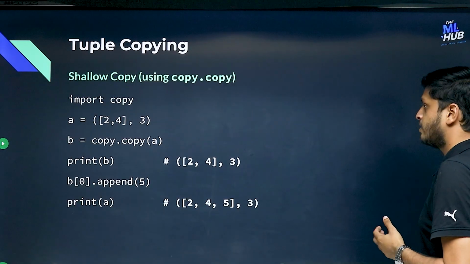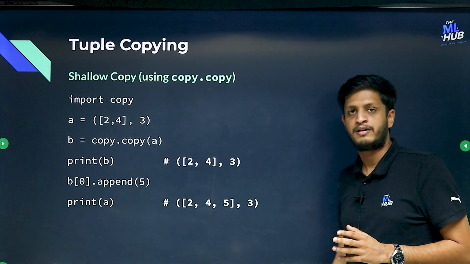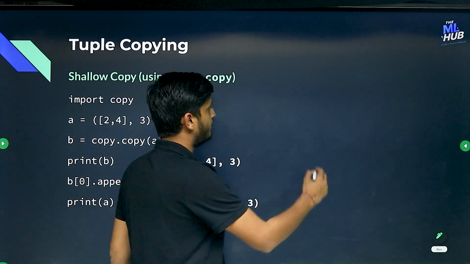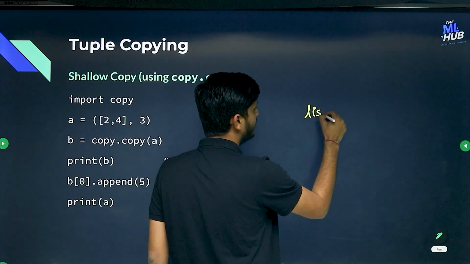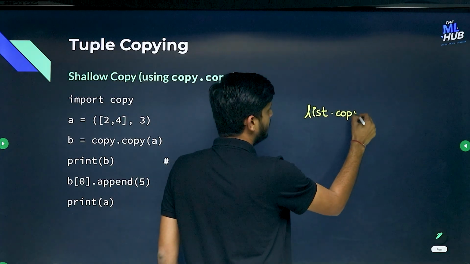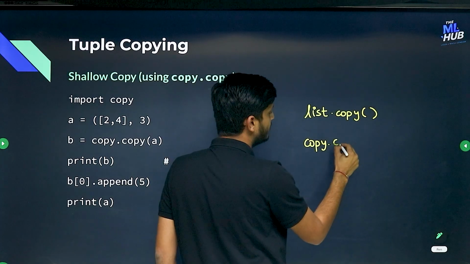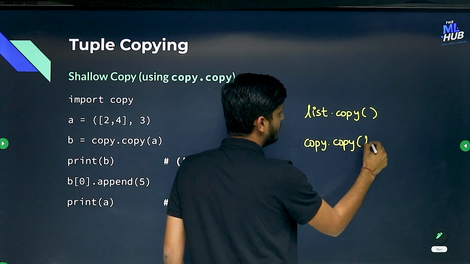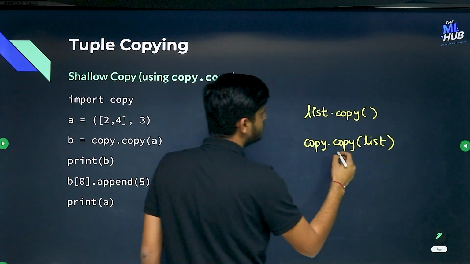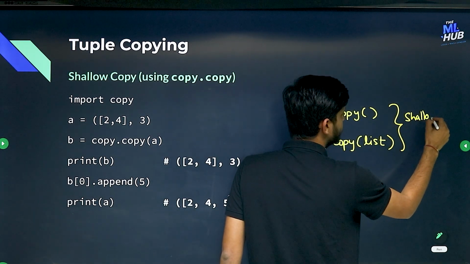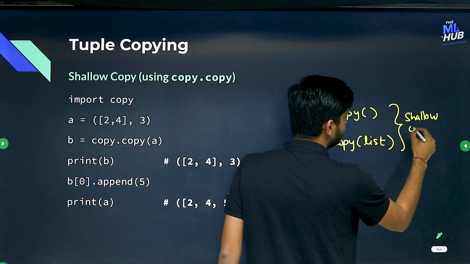Okay. But now if you do a shallow copy, we know that in list we have seen this. There are two ways to create a shallow copy. One is using the copy function inside list, like this. And one is using the copy library. Inside the copy library there is a copy function and you can pass the list inside it. These two ways are used to create a shallow copy. Again, watch the list lecture if you have not done so already. This will create a shallow copy.